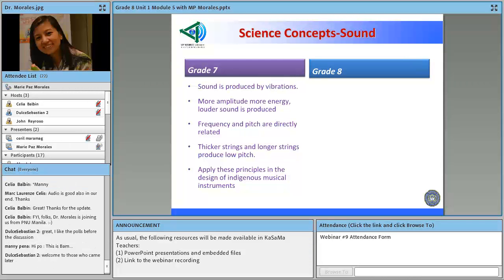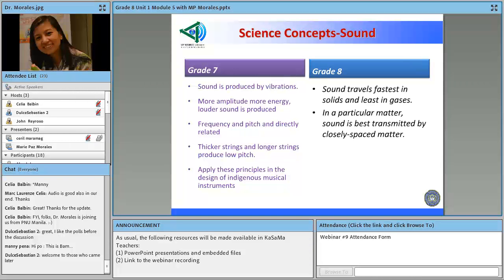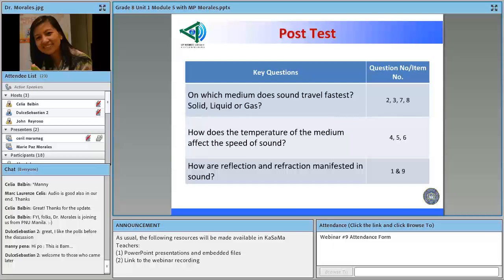For grade 8, these are the different focus concepts. Sounds are vibrations, and they are transmitted through vibrations of air molecules. They are longitudinal waves. They also exhibit the same properties and characteristics as transverse waves. They travel fastest in solids and least in gases, and they are best transmitted in closely spaced matter. They travel fastest in hotter medium.